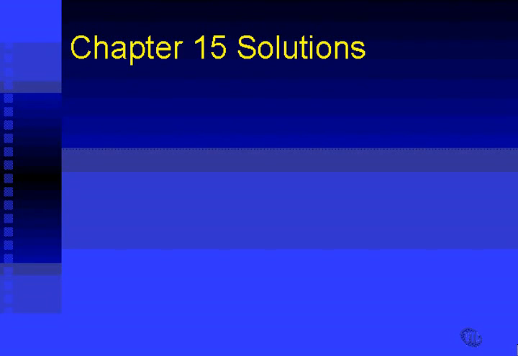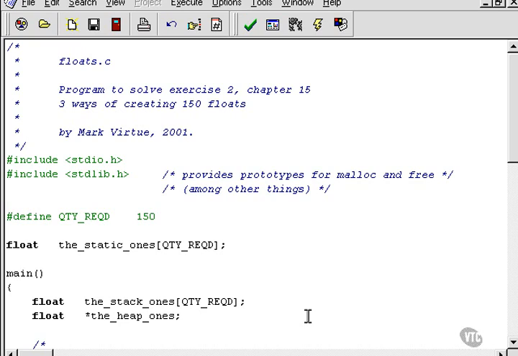Here are the solutions to the exercises from Chapter 15 on dynamic memory. This is floats.c. Here's where I solve the problem of having three different types of memory, my array of 150 floats done three different ways. So let's look at them in turn.